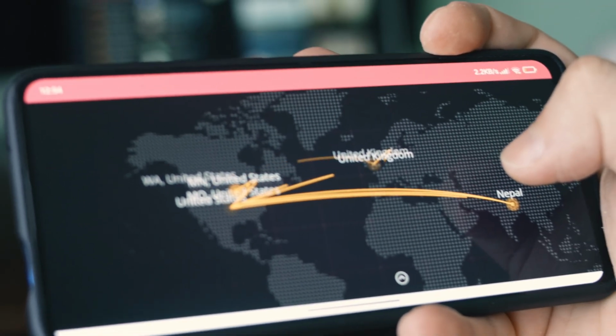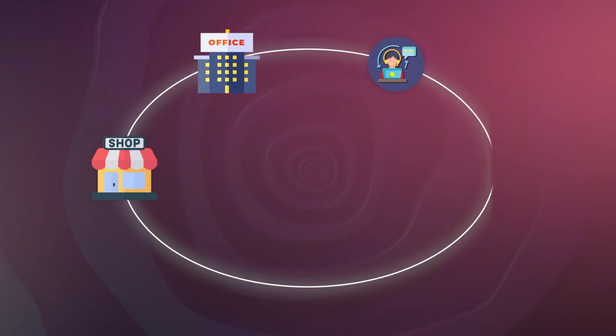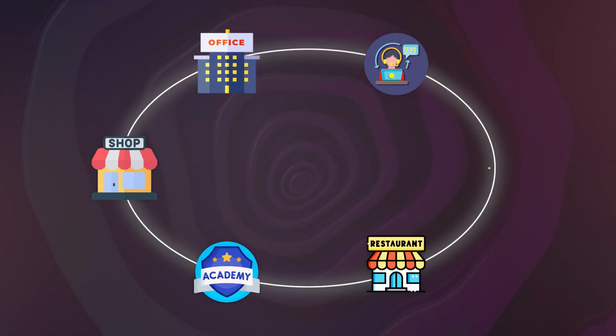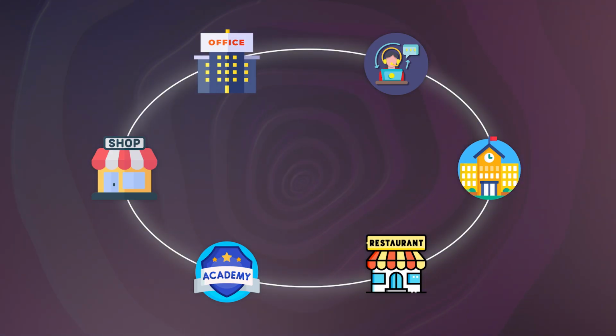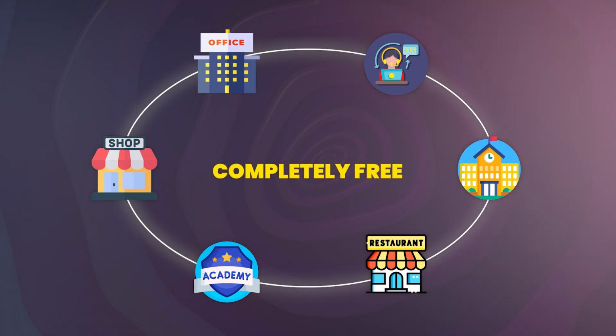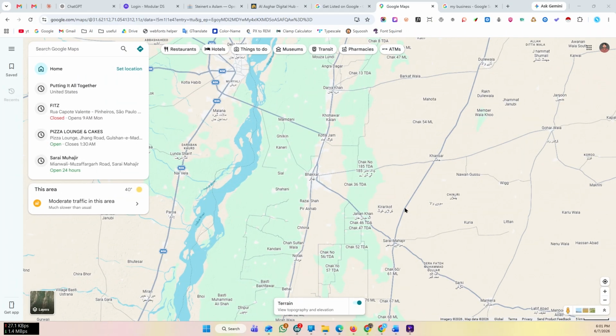In today's video, I will show you how to add your shop, office, service center, academy, restaurant, school or any physical business location to Google Maps completely free. For this video demonstration, I will be adding my brother's shop which is located in Srai Mahajar, Bakhar.